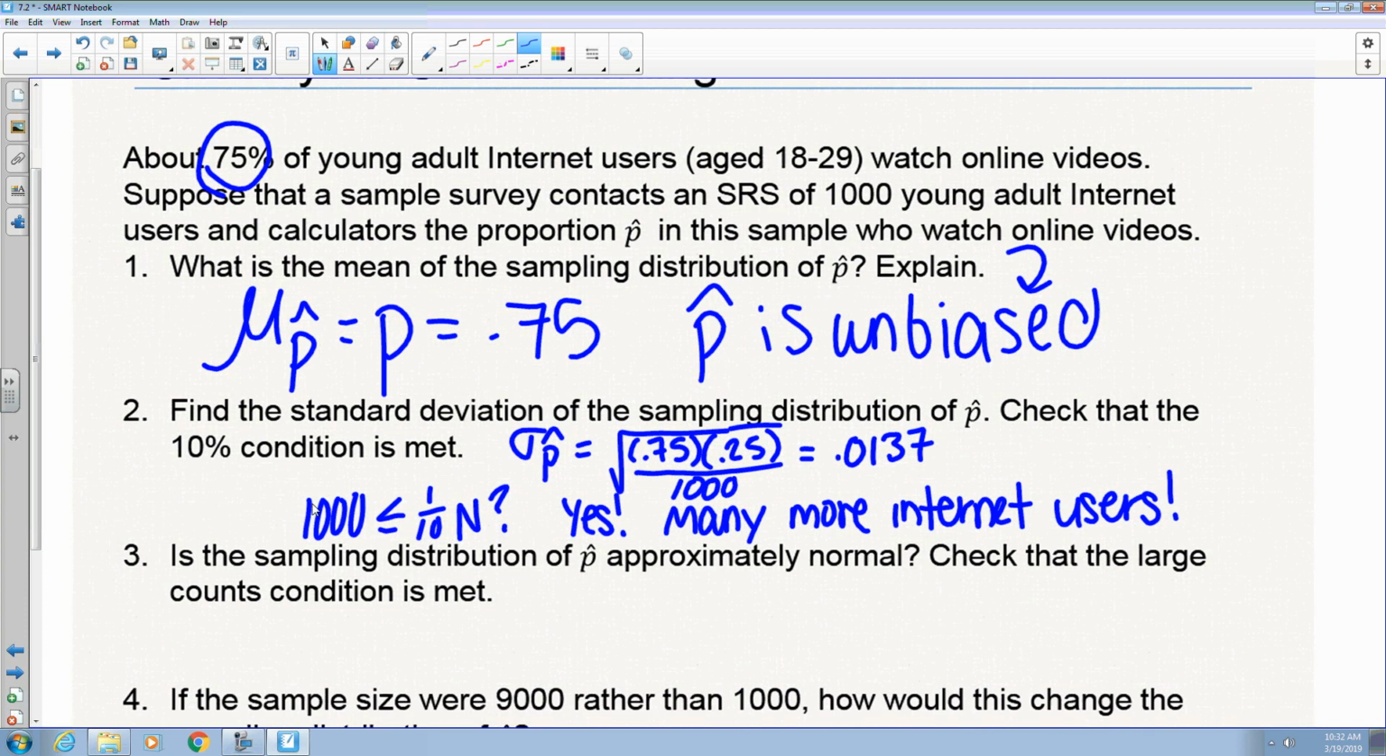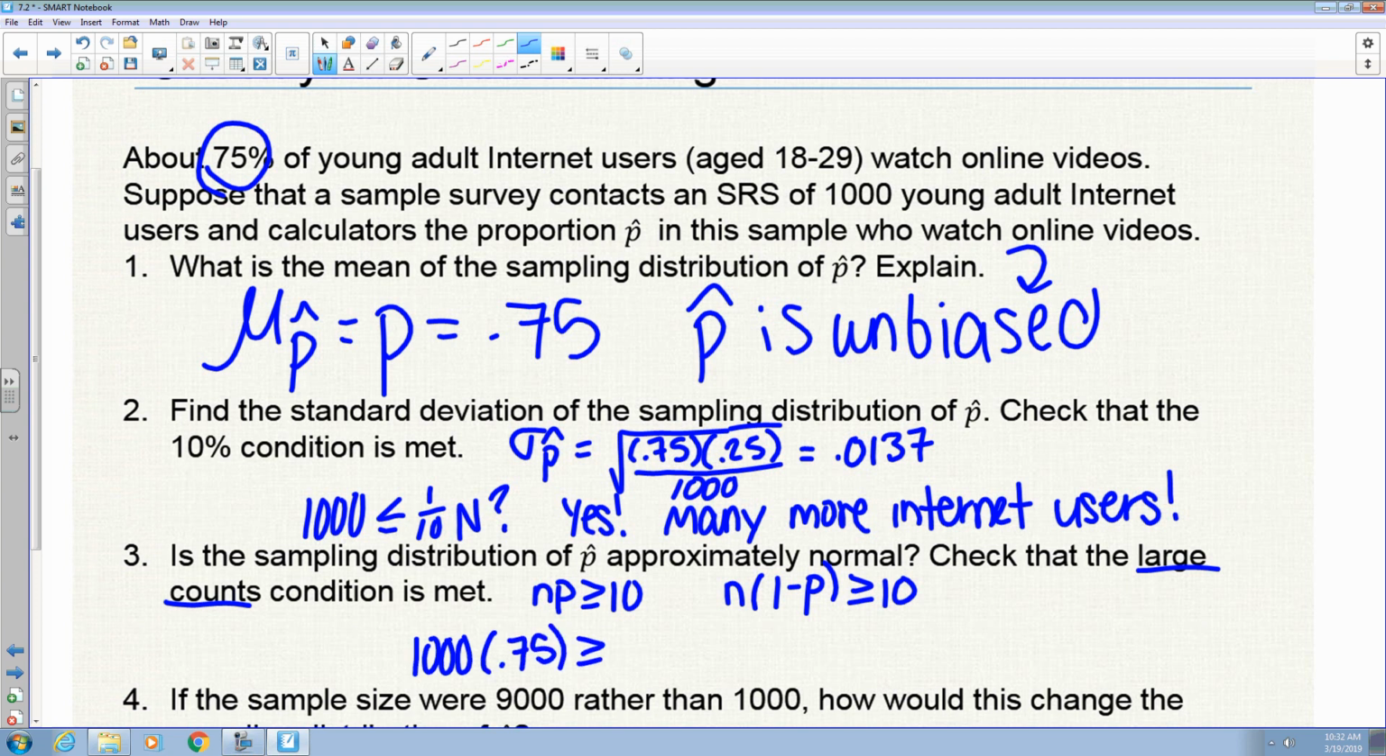Now we have the large counts condition, which is the second part, where we have to test that np is at least 10 and n times 1 minus p is at least 10. Since n is so large, 1,000, that's definitely bigger than 10. And 1,000 times 0.25 is also definitely bigger than 10. So that's definitely met.